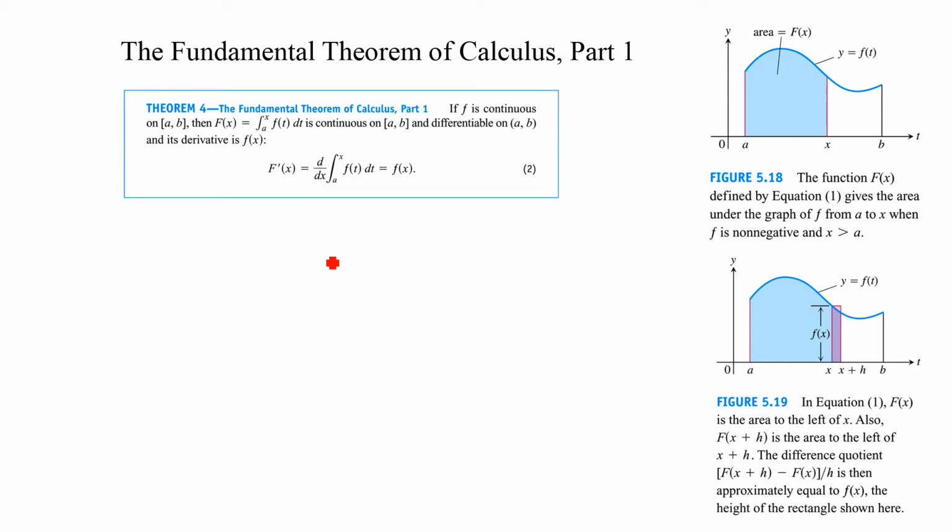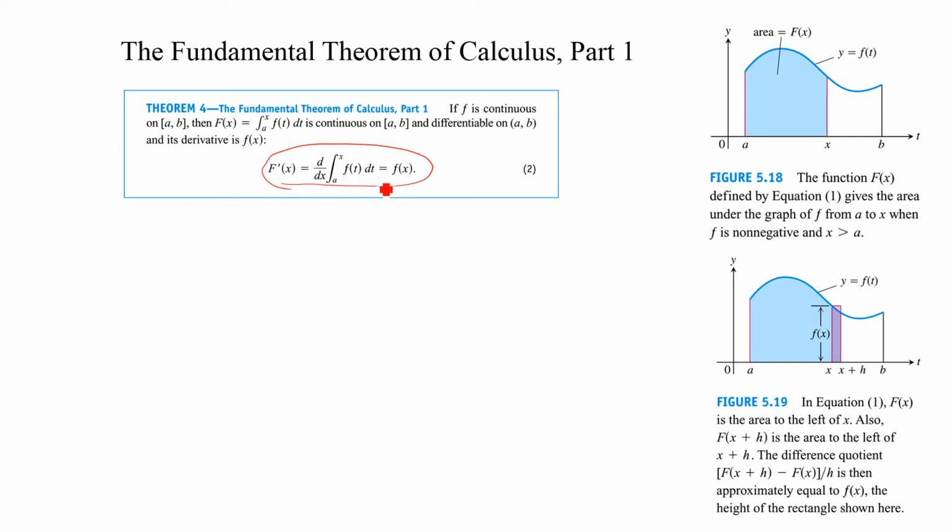Now, the fundamental theorem of calculus, part 1. The fundamental theorem of calculus part 1 states that if f is continuous on the closed interval [a, b], then the function F(x) equal to the integral from a to x of f(t) dt is continuous on the closed interval [a, b] and differentiable on the open interval (a, b), and its derivative is defined by this. So this is what we have to prove. Okay, the derivative of this integral is equal to the value of this function at x.